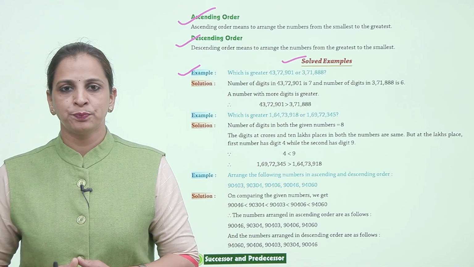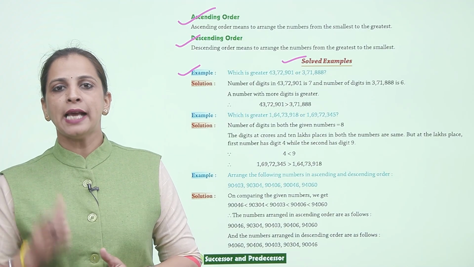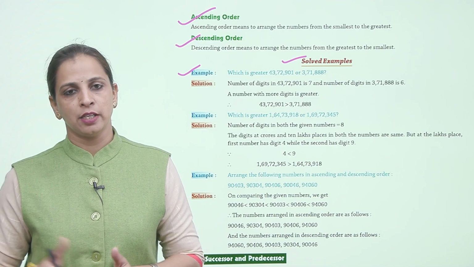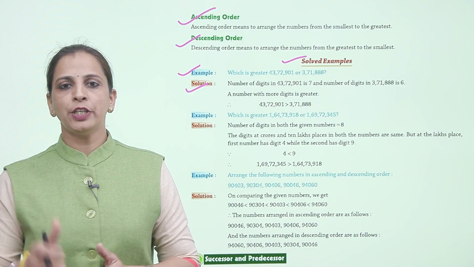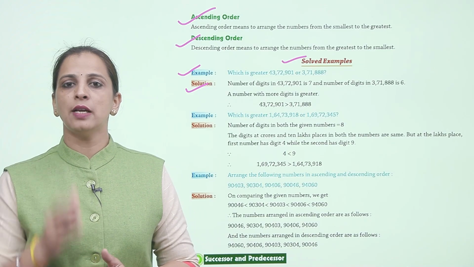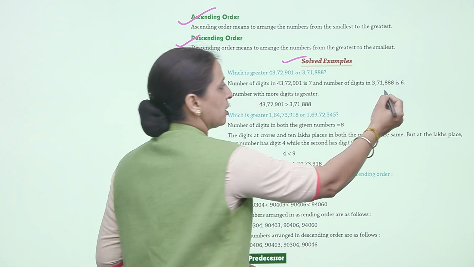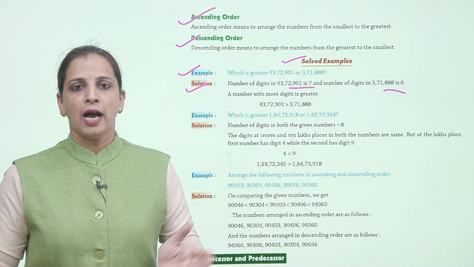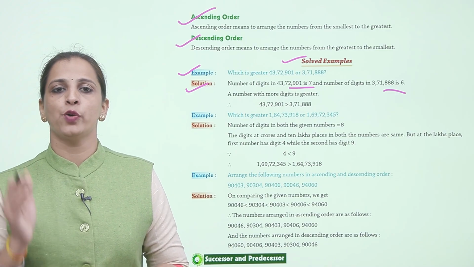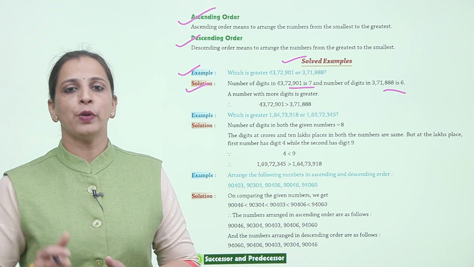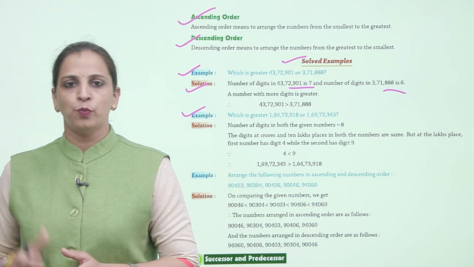Which is greater? 43,72,901 or 3,71,888. Solution करते हैं. Number of digits in 43,72,901 is 7 and the number of digits in 3,71,888 is 6. तो 7 digit का number बड़ा होगा. A number with more digit is greater. So 43,72,901 is greater than 3,71,888.